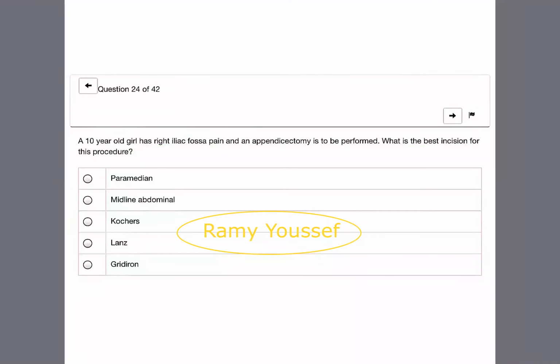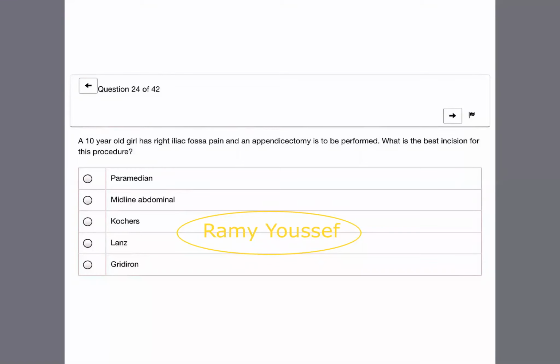A 10-year-old girl has right iliac fossa pain and an appendectomy is to be performed. What is the best incision for the procedure? So it is a female, 10 years: paramedian, midline, Kocher, Lanz, grid iron. I choose Lanz. It is more cosmetic for a female.